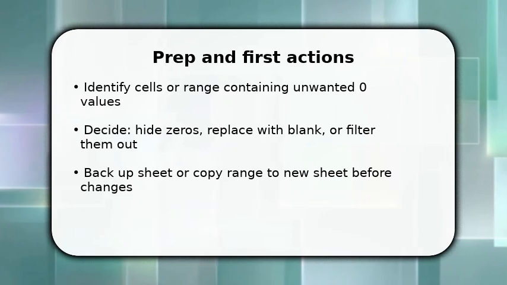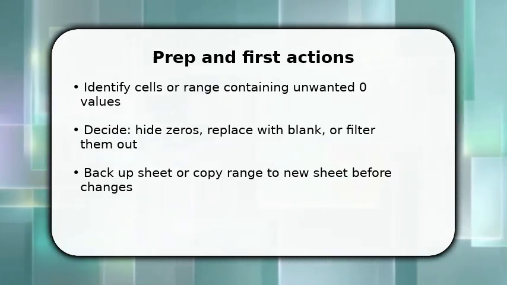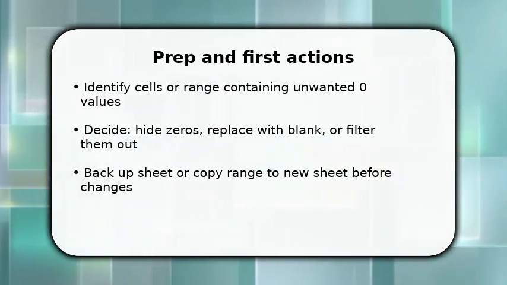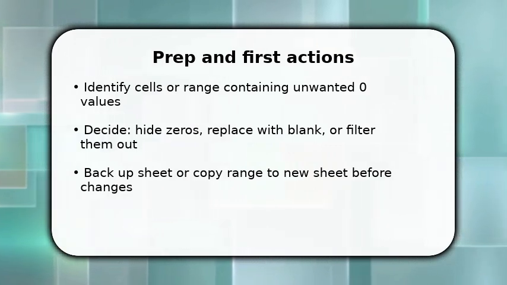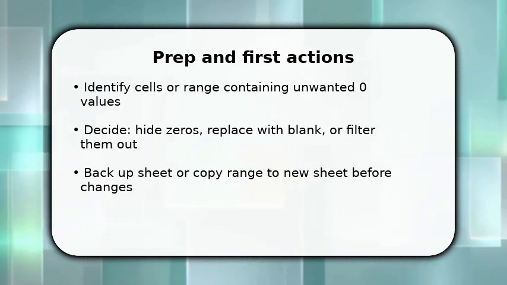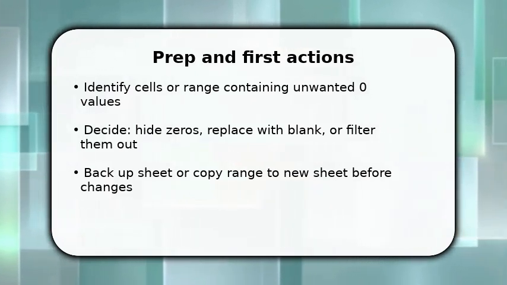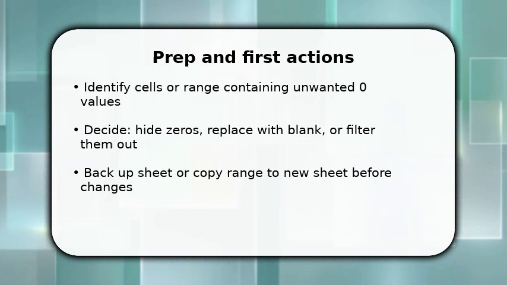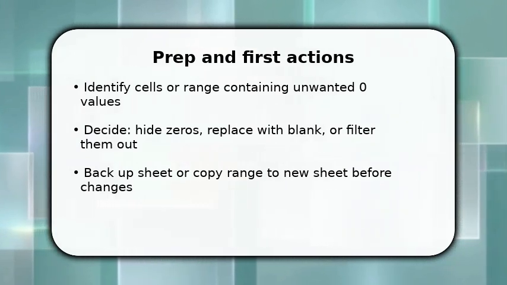You begin by targeting the exact cells where zeros appear so you avoid accidental edits. This is critical. Select a range or the entire column now. Once done, choose which approach: hide zeros for display, replace zeros with blanks for calculation clarity, or filter them out to remove from view.